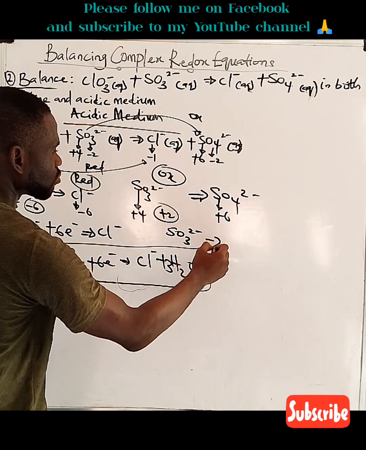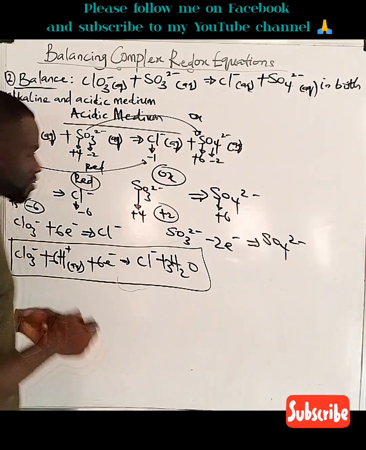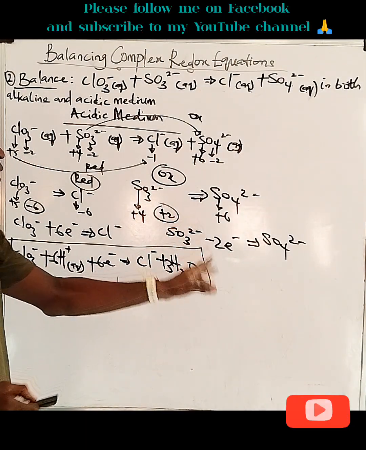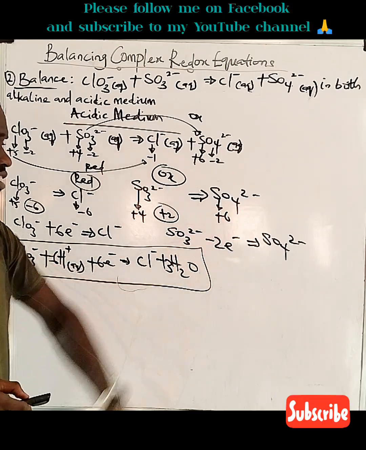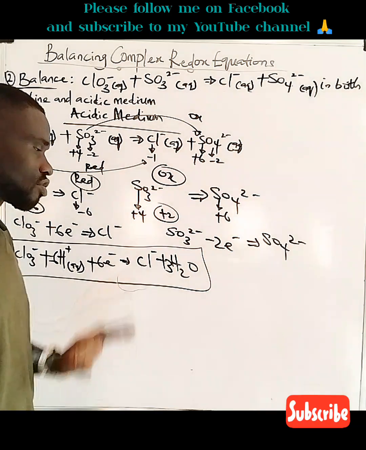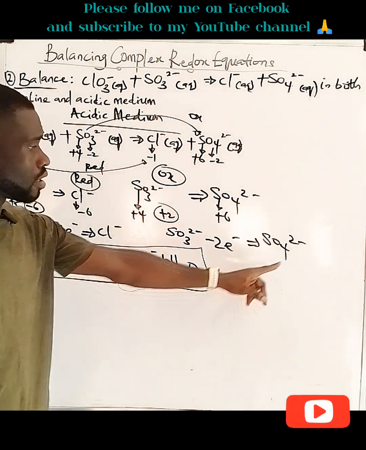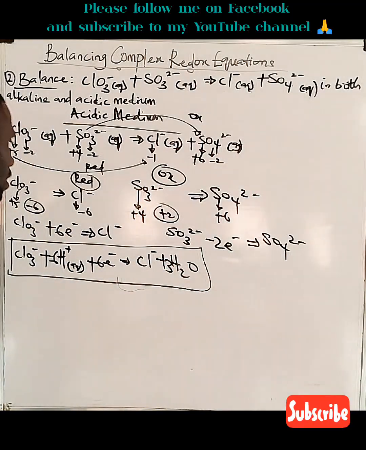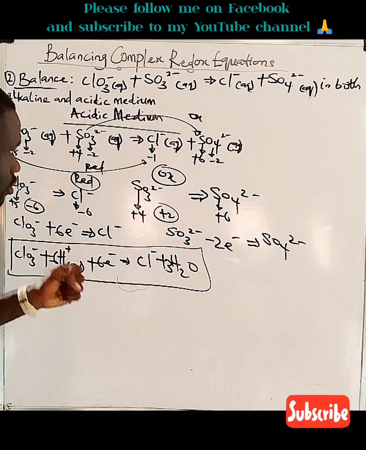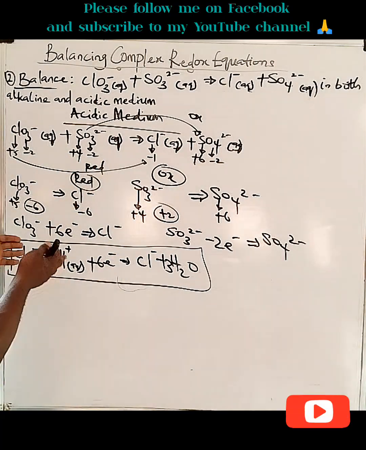SO3 2 minus minus 2 electrons will give us SO4 2 minus. So plus 4 minus 2 times minus 1, which is plus 4 plus 2, which is plus 6. If you look at the sulfur, here is 1 atom and here is 1 atom, so the sulfur is balanced. But the oxygen here, we have 3 atoms of oxygen and 4 atoms of oxygen. The oxygen is not balanced. So you have to look for a way to balance the oxygen. And don't forget, when it comes to balancing oxidation under acidic medium, we do the opposite of what we do for reduction.